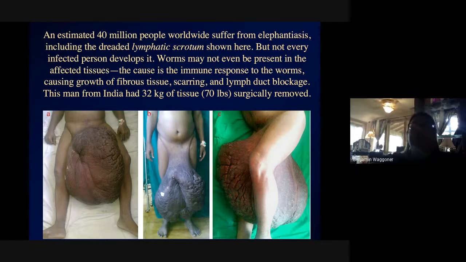This is from a case report from a man from India who had 70 pounds of tissue surgically removed. You can see it causes terrible social problems and social stigma, to say nothing of pain and psychological damage of having something like this happen to you. So the operation was very successful in restoring the man's sense of well-being.